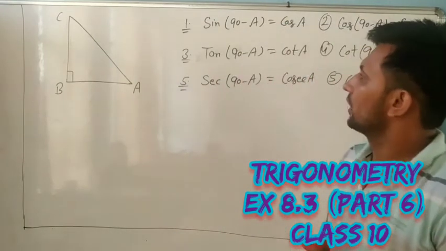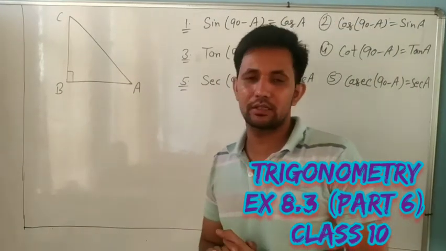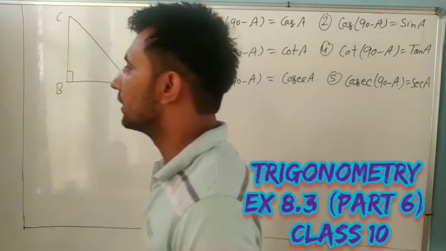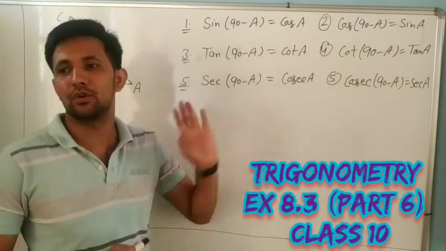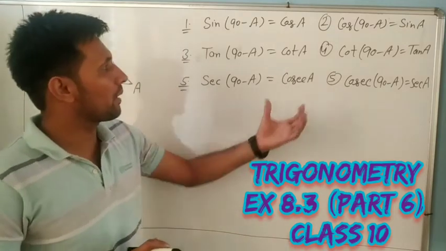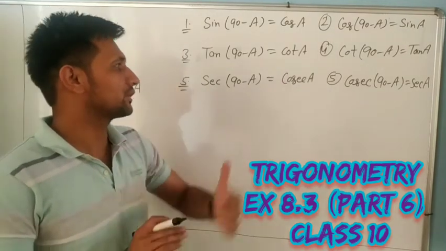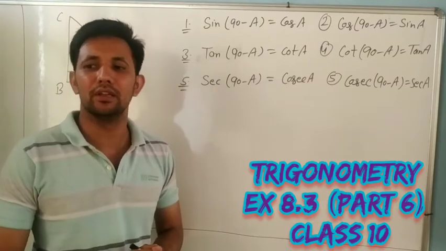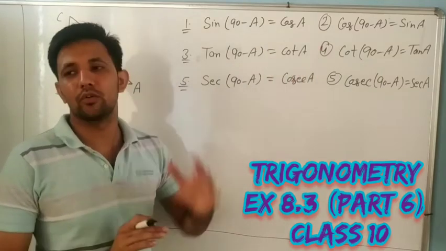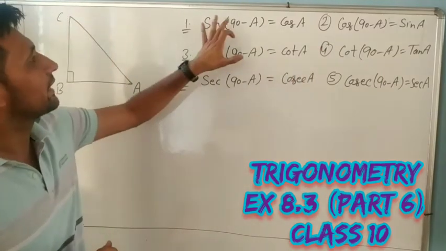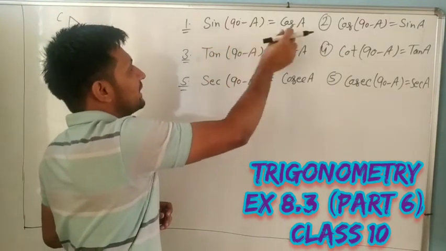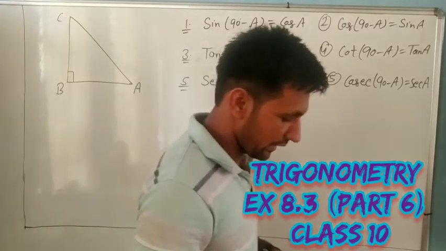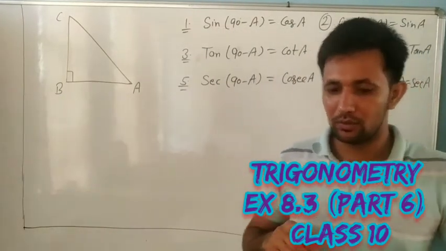Dear students, today we are going to start our next exercise 8.3, and this exercise is based on these 6 formulas. If you remember these 6 formulas, you can solve it easily. Look at how to find. Look at sine (90 minus angle): the complementary angle is always cosine. Look at why they are equal.